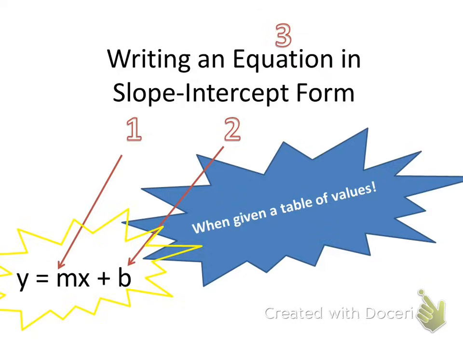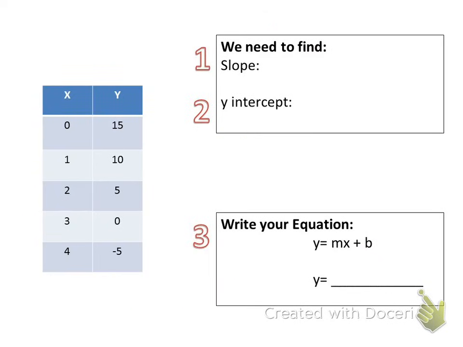Let's try some examples together. Here, we're given a table of values and the steps 1, 2, 3 that we need to find our equation. First, we're going to need to find the slope. Let's look at our table of values. We know that slope is represented by a change in y over a change in x. I'm going to start by looking for the change of y in my table of values.